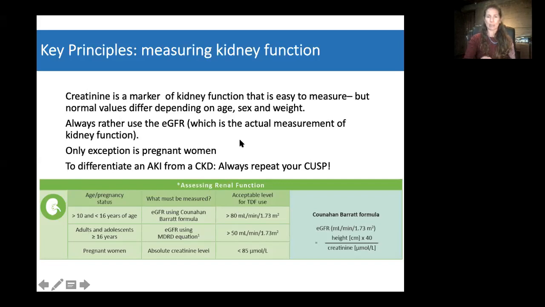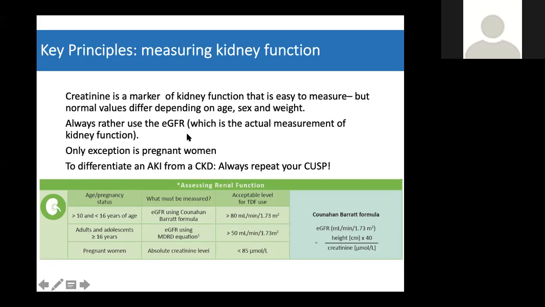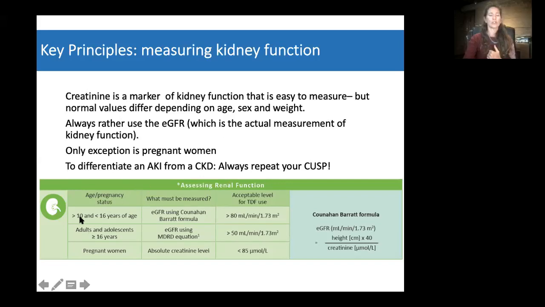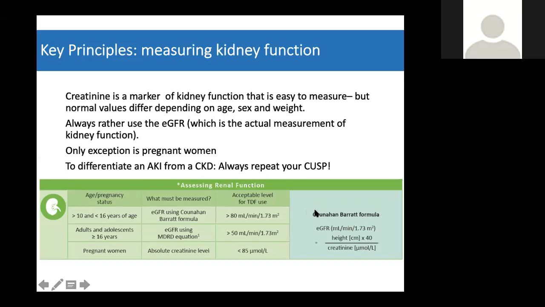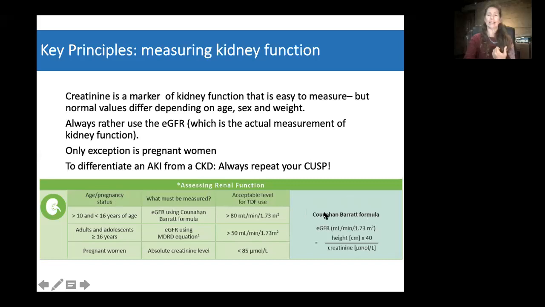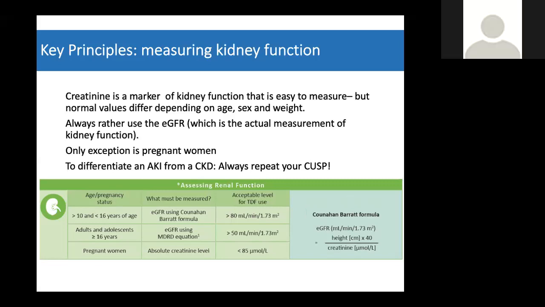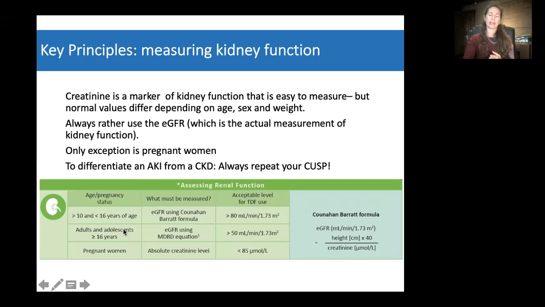So here we've got a lovely table. It's in the guidelines. And I just want to show you there are slightly different formulas depending on the age. So if they're more than 10 years or less than 16 years of age, we use this lovely Cunahan-Barrat formula, my pronunciation. And just notice that we expect the creatinine clearance in children to be much higher. We don't expect there to be much assault on those kidneys yet. But once they're adults or adolescents over 16 years, we actually have a much lower threshold of 50, and you're going to use that MDRD formula that's printed on your NHLS result.